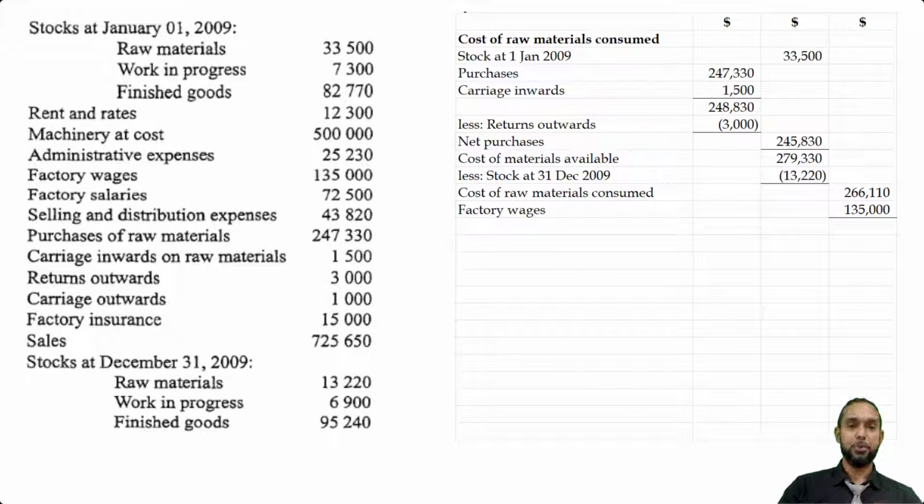Now, there were no other direct costs. I took a look through, and we can therefore safely add these two figures together to get 401,110, your total prime cost, which is one of the other things that they ask for specifically. Now we can deal with the overhead.